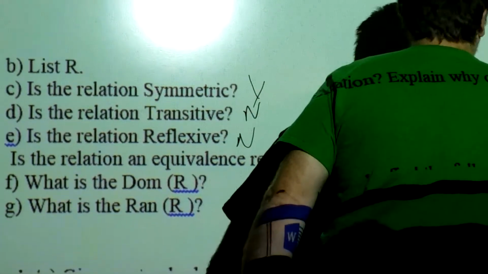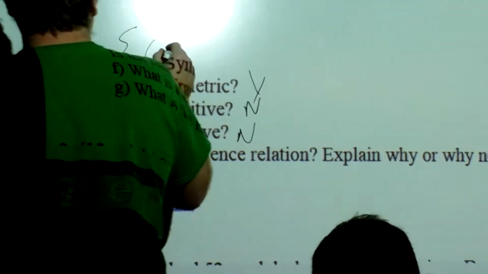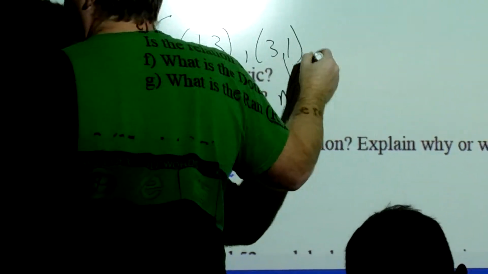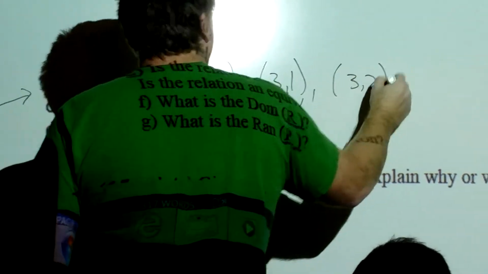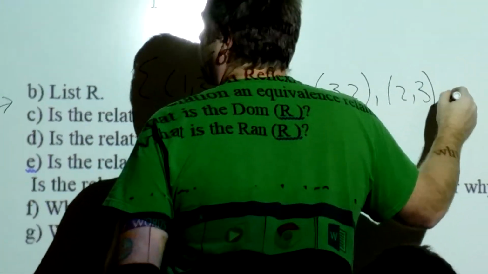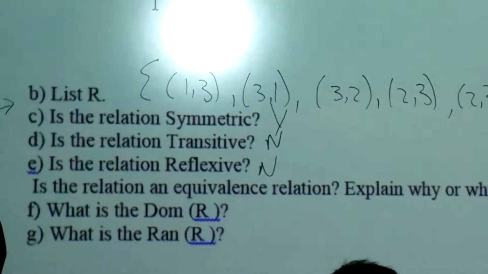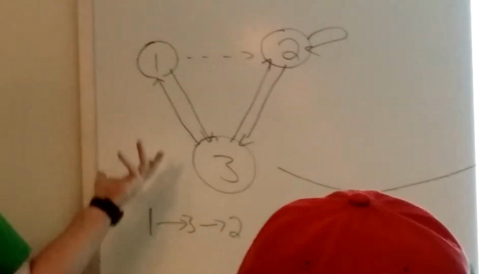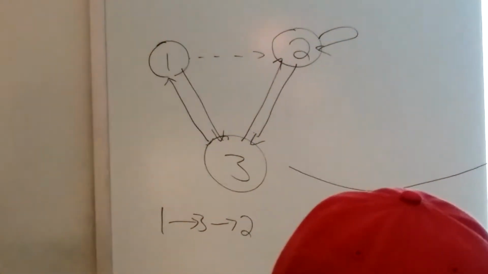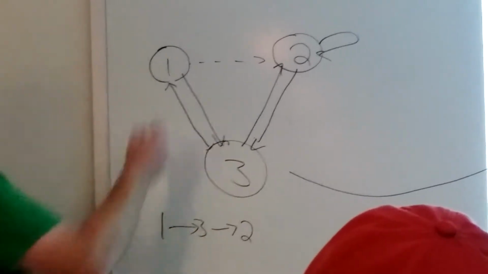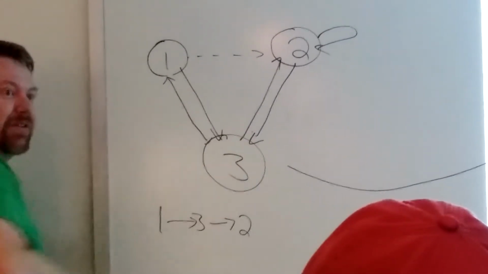If you had to list R, what would R be? Let's see. (1,3), (3,1), (3,2), (2,3), (2,2). I've been known to give a problem like this and say add the minimum number of edges to make it reflexive. What would the minimum number of edges to make this thing reflexive be? One to itself and 3 to itself.